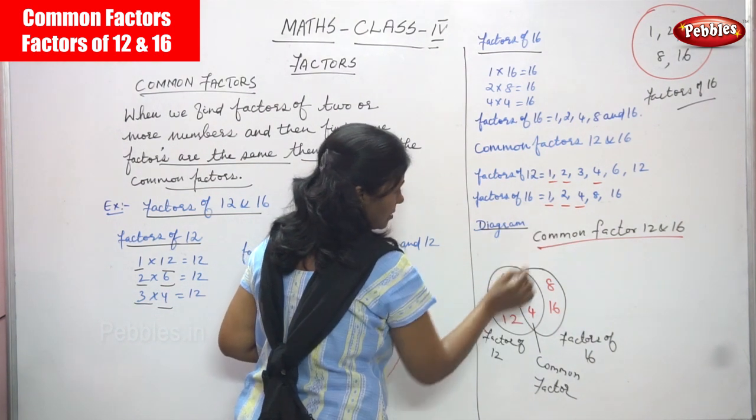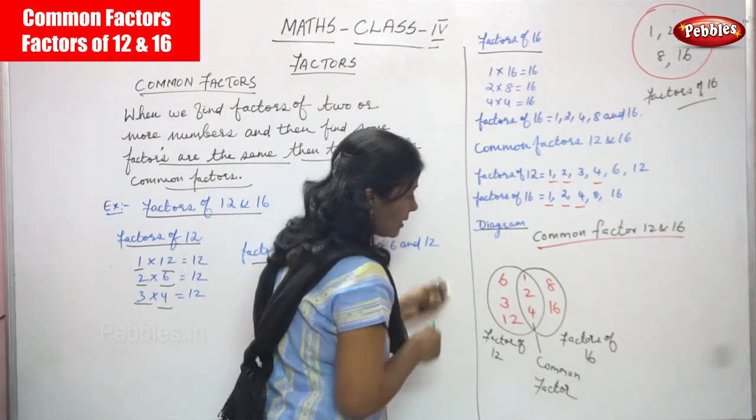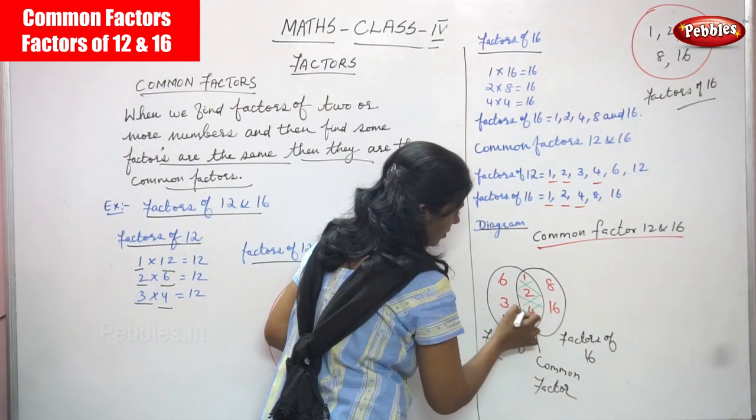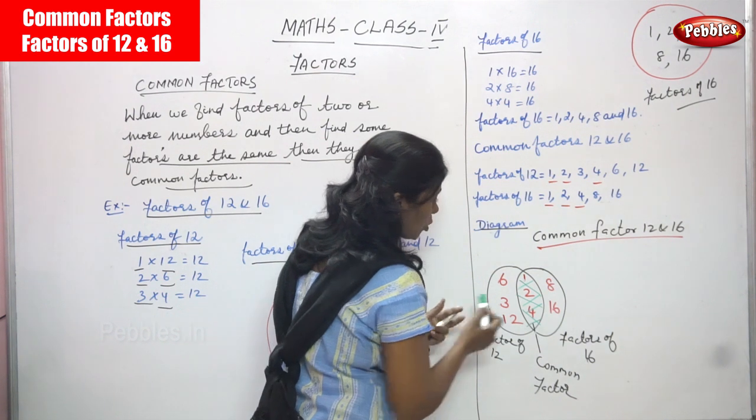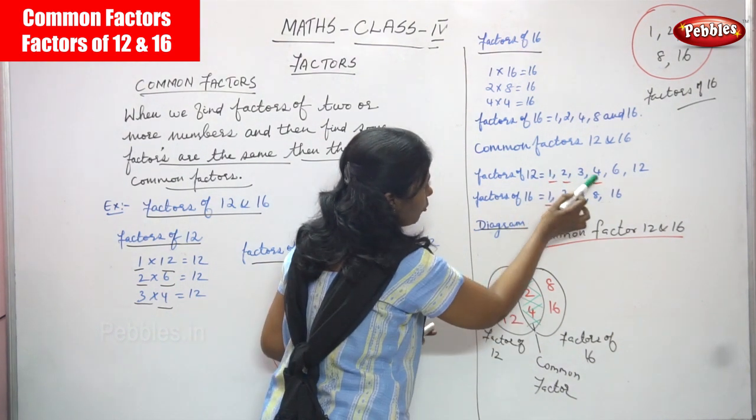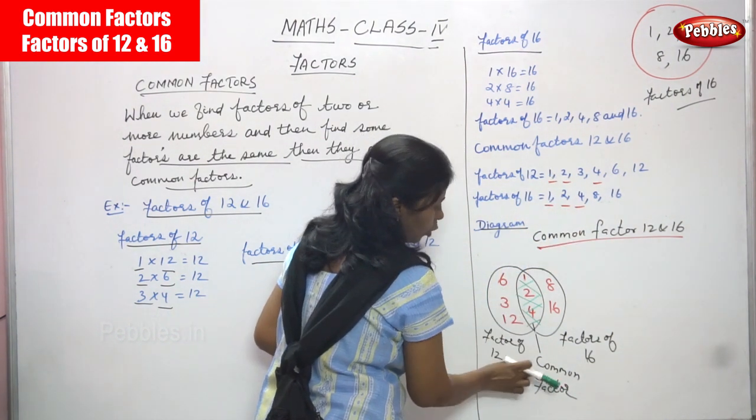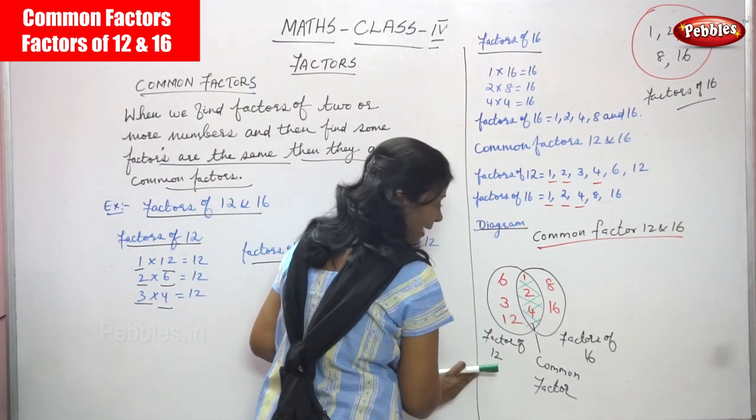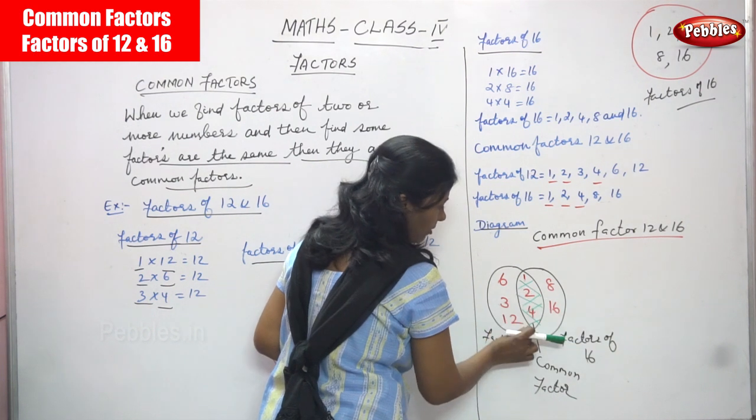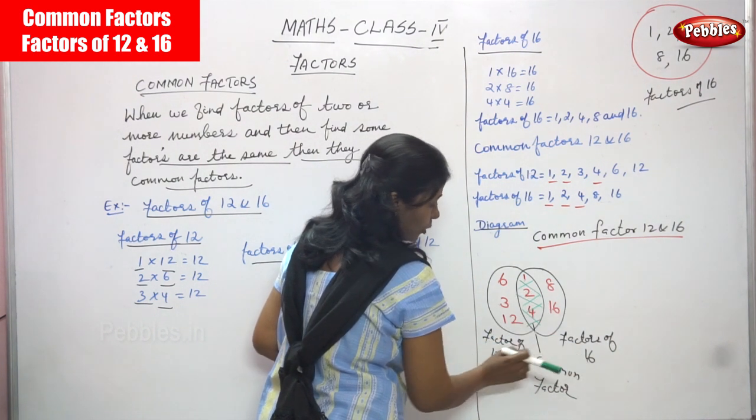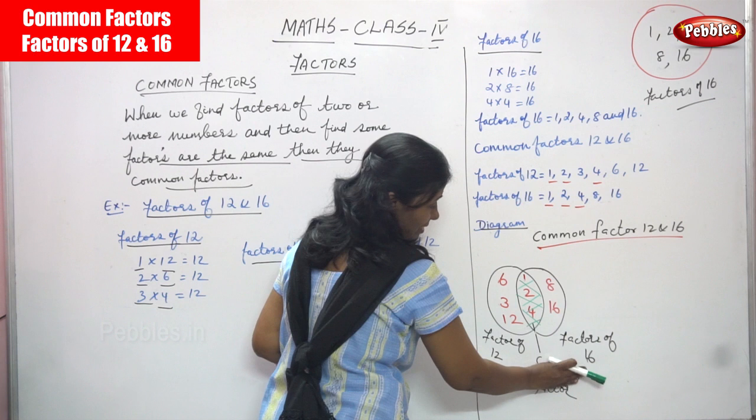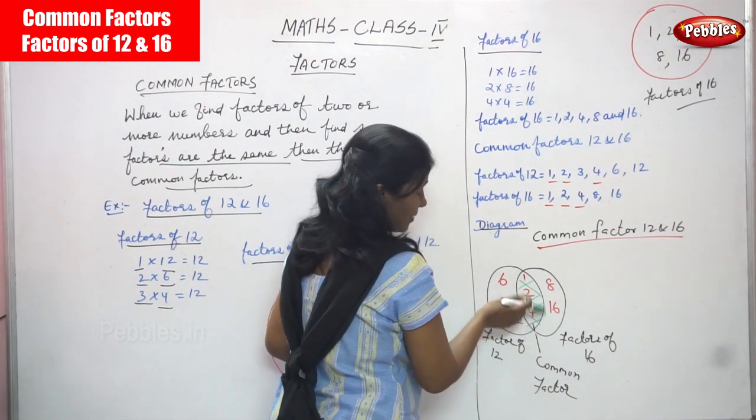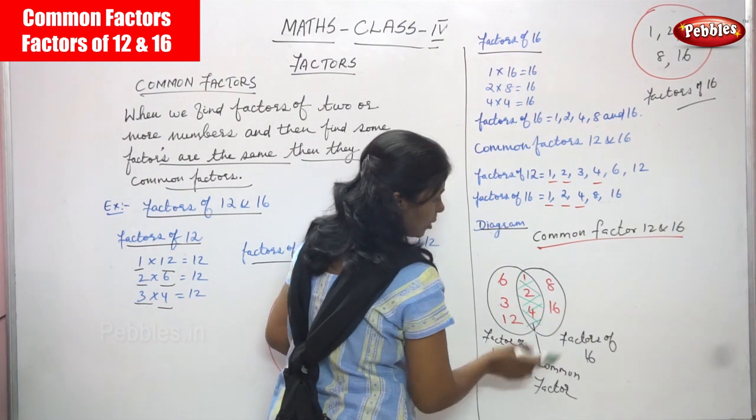The common factors, I just colored them. Okay. So 1, 2, 4. This is the common factor. So 1, 2, 4 is the common factor for factors of 12 and factors of 16. This is the common factor for both the numbers, that is, factors of 12 and factors of 16. That is what I've mentioned in a different column. Okay, this is a common factor.